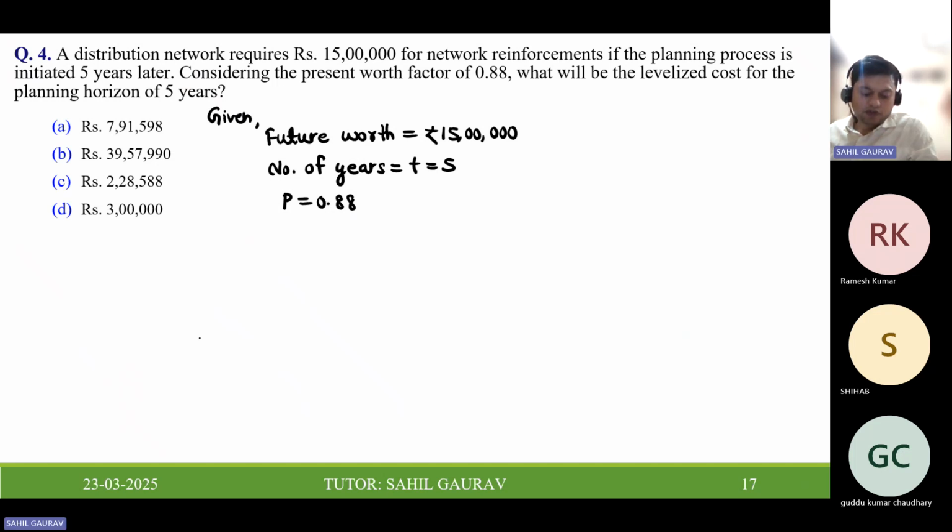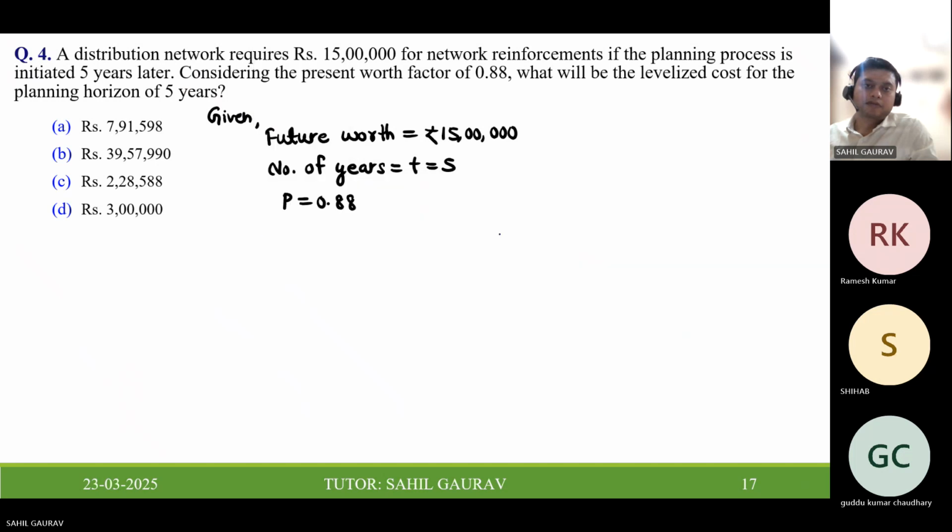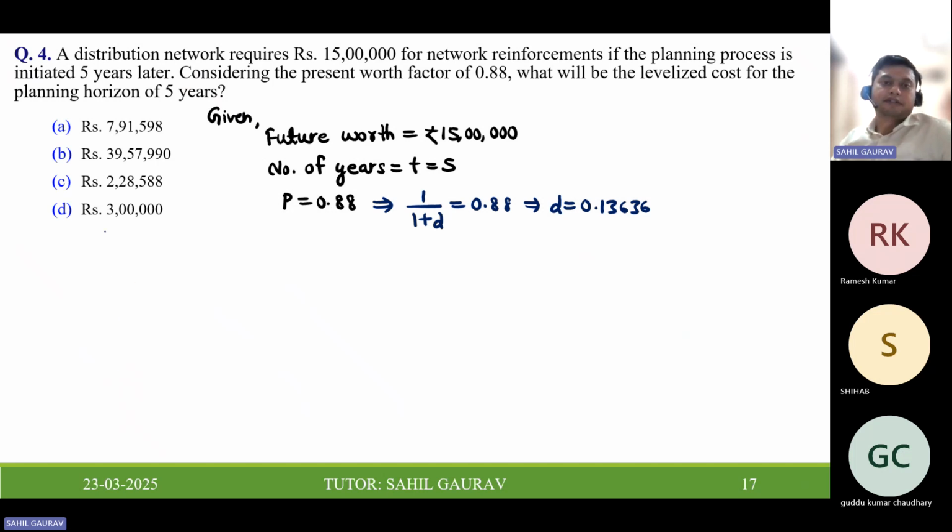So we know that in the levelized value of Q for 40 years, the present worth is required. First, P equal to 0.88. So from here, we write P equal to 1 upon 1 plus D. So it is 0.88, and D you will get as 1.13636. Now we need to find the present worth for the planning process, that is Q.